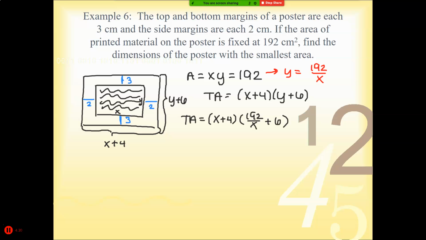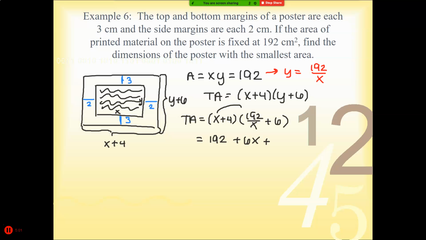And personally, I like to FOIL and then derive, but you could do the product rule and derive while you FOIL. So I personally would probably multiply these in. So x times 192 over x, cancel your x's and leave you with 192. And then you get 6 times x, which is 6x. And then you get 192 over x times 4.